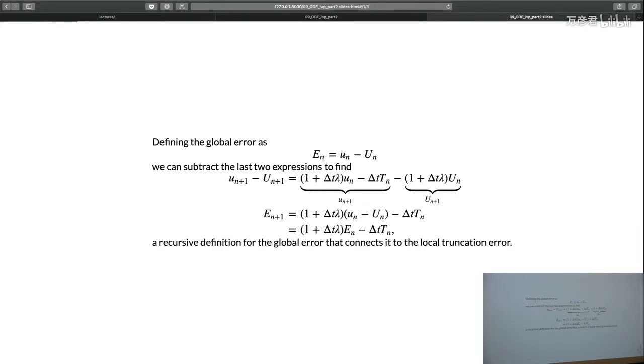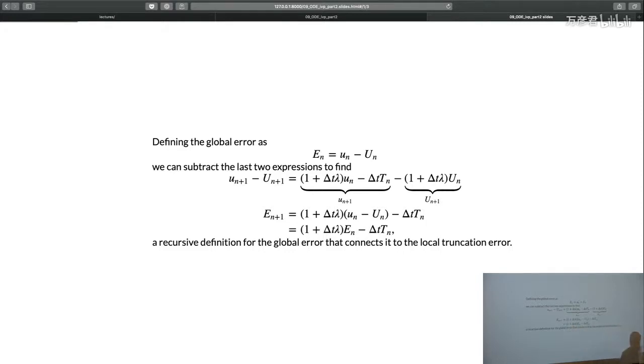Okay, well, I can keep on going, right? I can keep on expanding these out until I'm going further and further back in time. Or I can rewrite this such that, just rewriting things, I can find out that E_{n+1}, so again, this part here, is equal to (1 plus delta t lambda) times E_n. Right? And that's just rewriting this, because we have u_n and the capital U_n here. So you just combine terms, you find E_n, minus delta t tau_n. Okay, so what is this saying? Well, the global error that I've committed up to t_n is being changed by this, so 1 plus delta t lambda, and then there's some truncation error being added to it. Okay, and that's giving me my new global error.